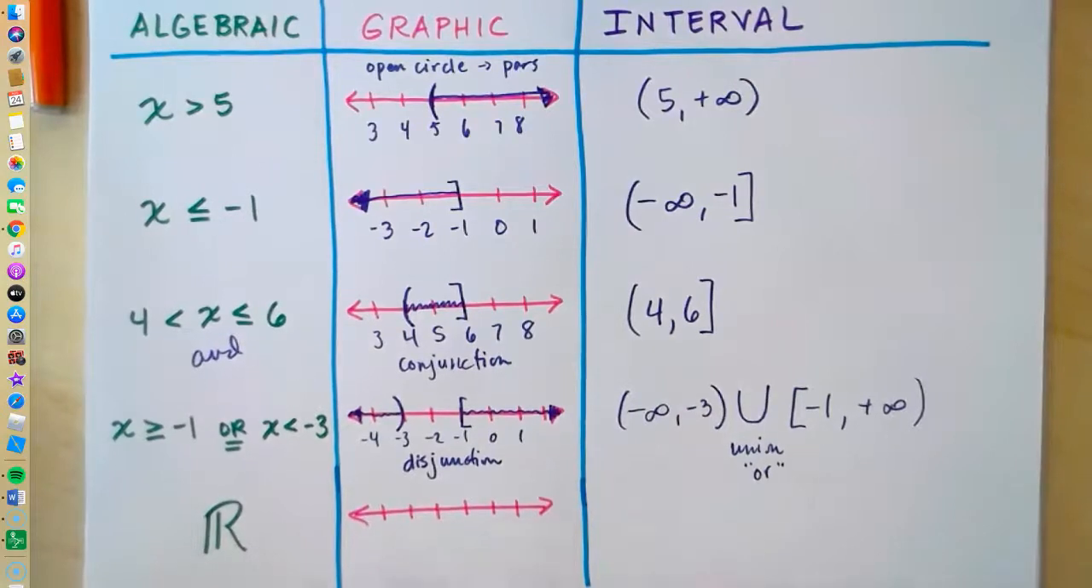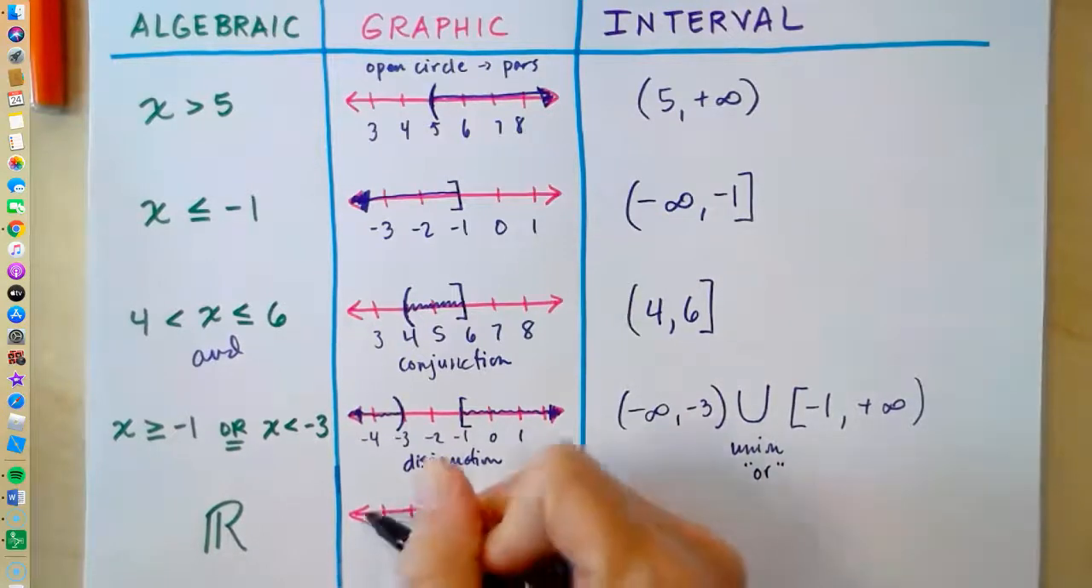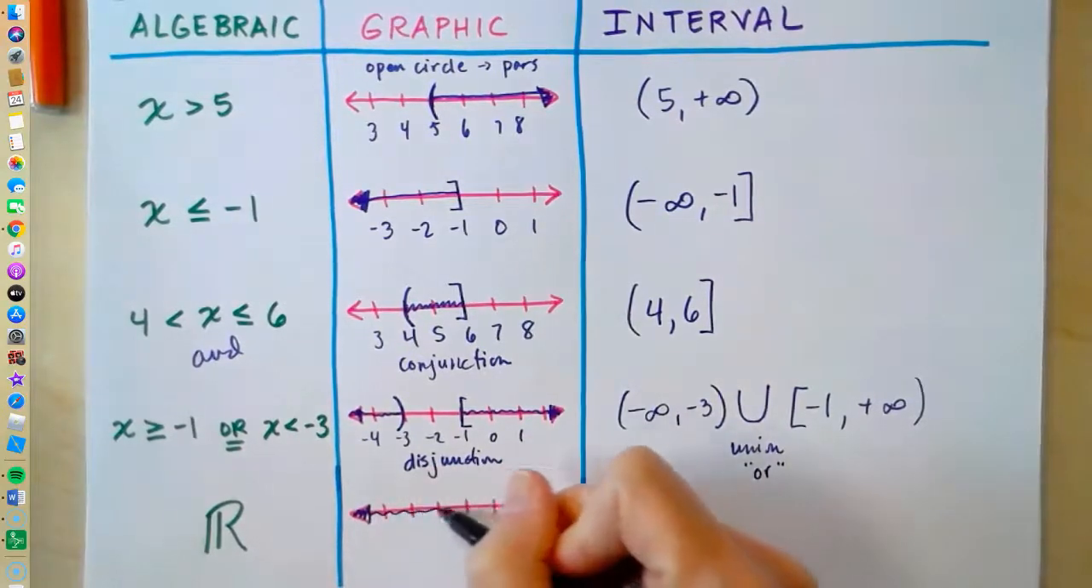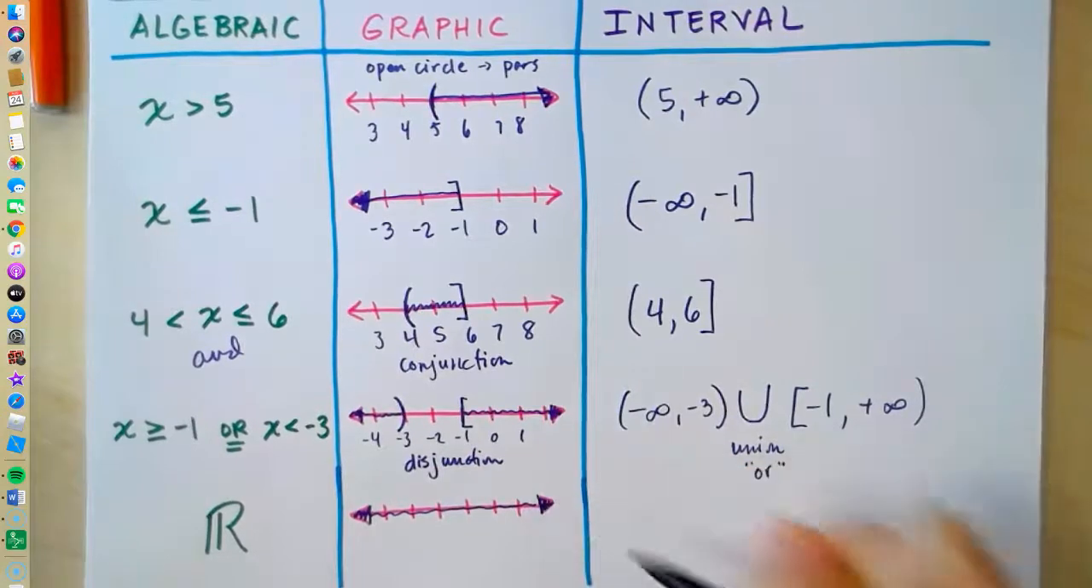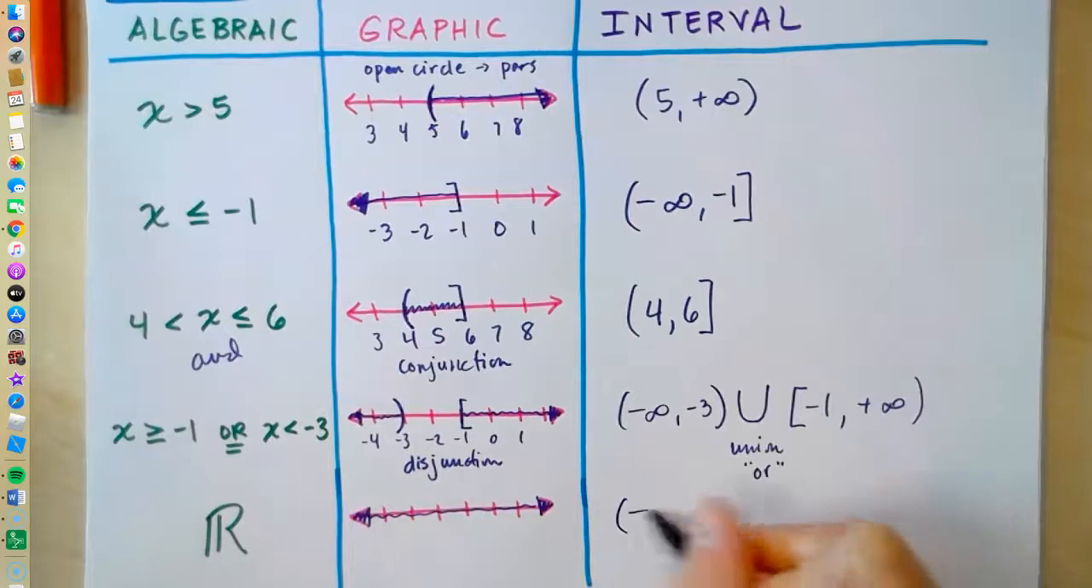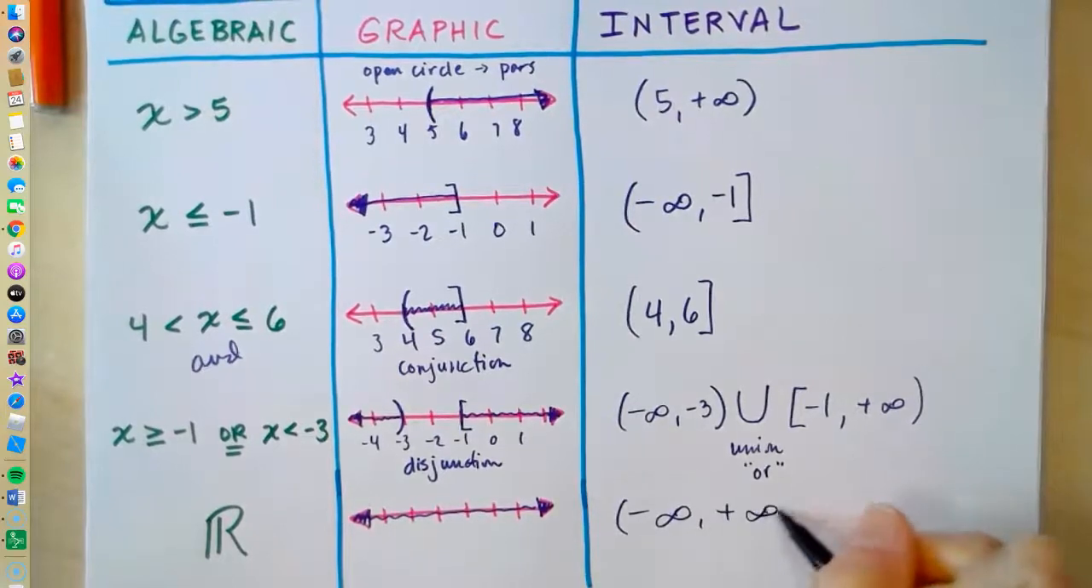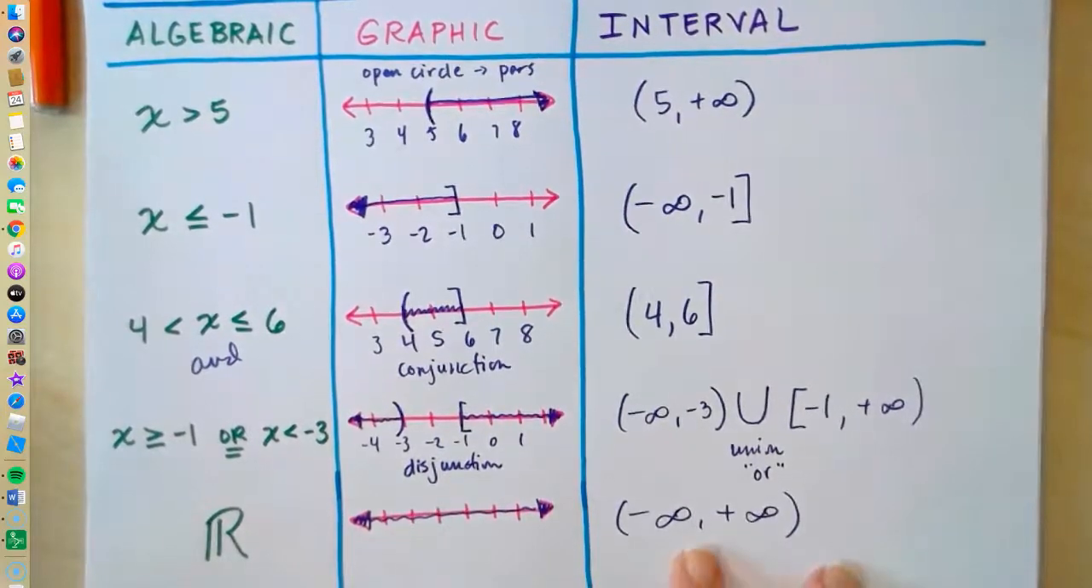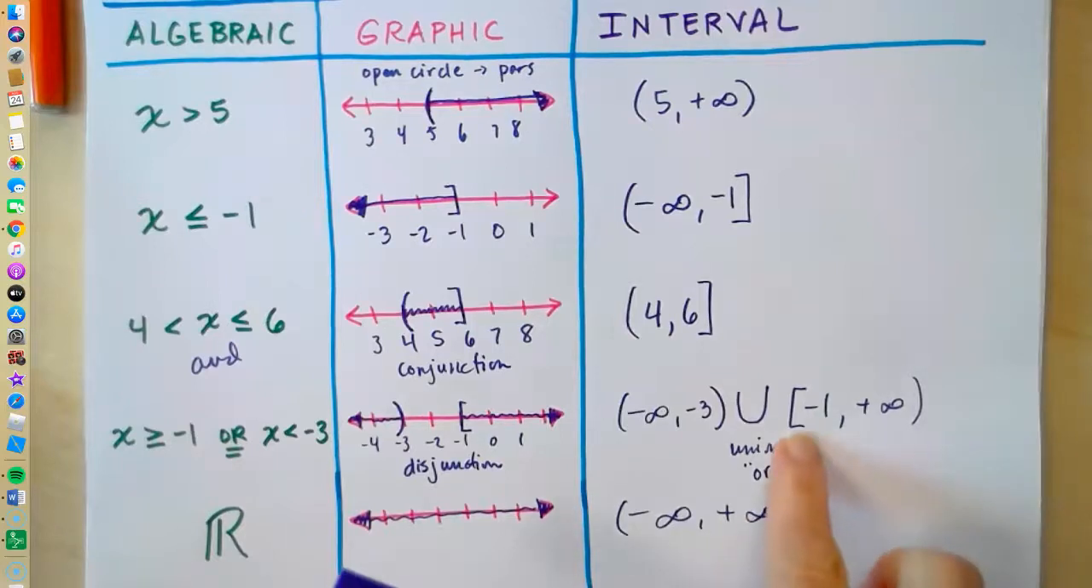Lastly, how do we symbolize all real numbers? Well, all real numbers is just the entire number line. So that would be everything to the left and everything to the right. So how do we symbolize that? Well, in interval notation, it's simply negative infinity to positive infinity. Once again, infinity always bound only with parentheses because we will not use a bracket because there is no closure on infinity.